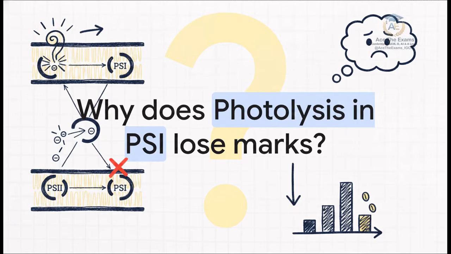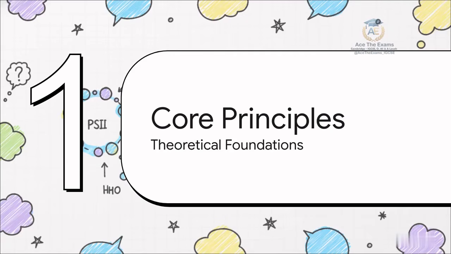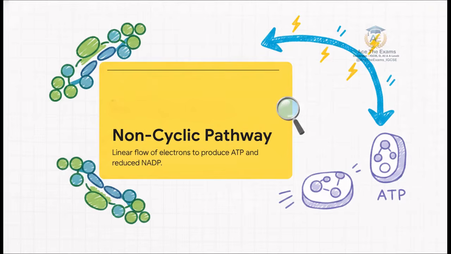To fix this, we can't just memorize definitions. We have to truly understand the flow of the entire system. So, let's break down those core principles right now. Let's start with the absolute foundation. Non-cyclic photophosphorylation is all about a highly specific one-way journey of electrons. It's literally a linear flow right through the photosystem situated in the thylakoid membrane. And the whole point of this journey? To produce two absolutely vital products, ATP and reduced NADP. You can almost think of it like a microscopic electrical circuit that powers the rest of photosynthesis.